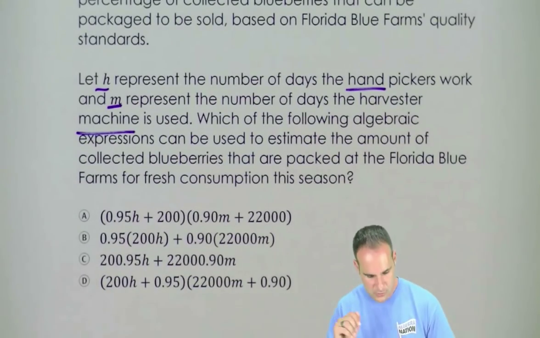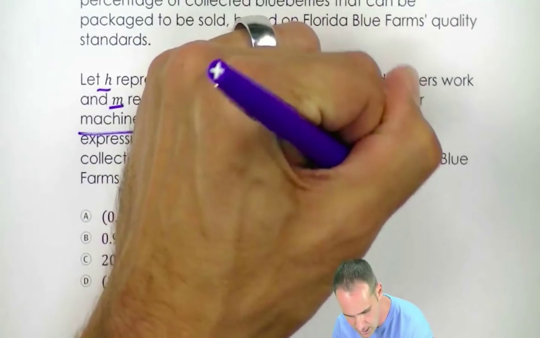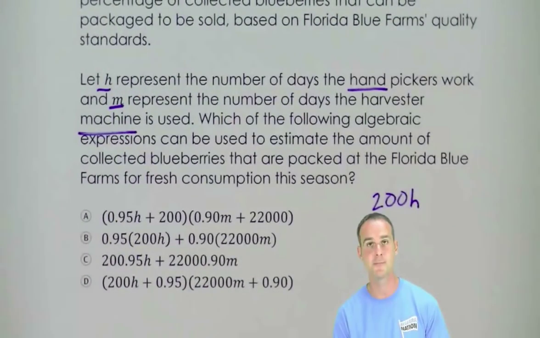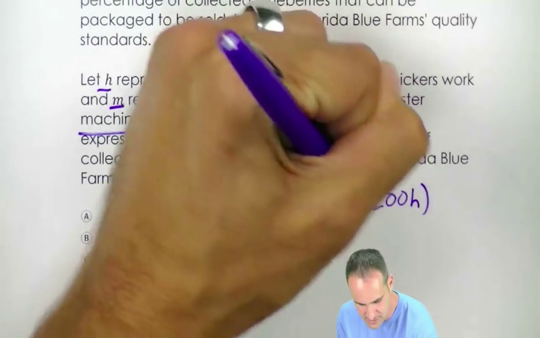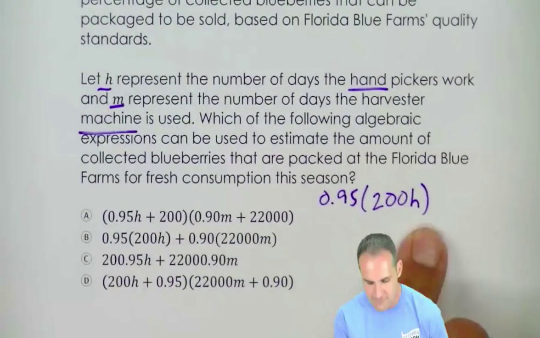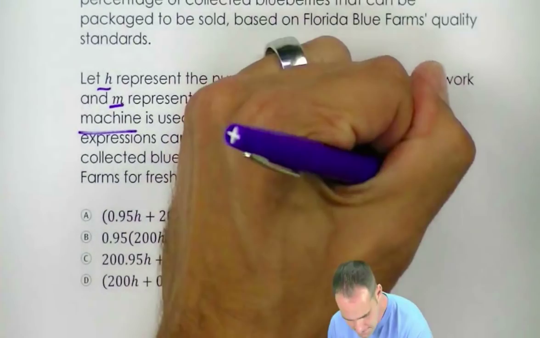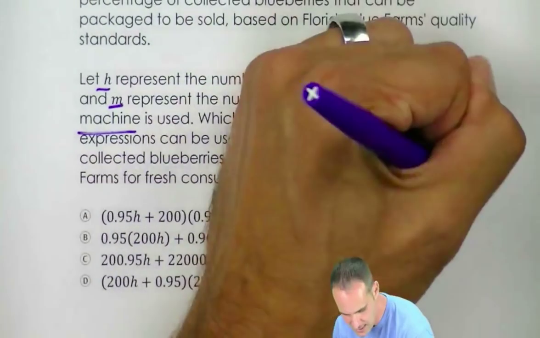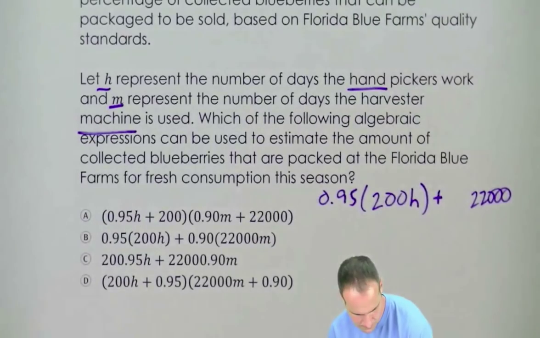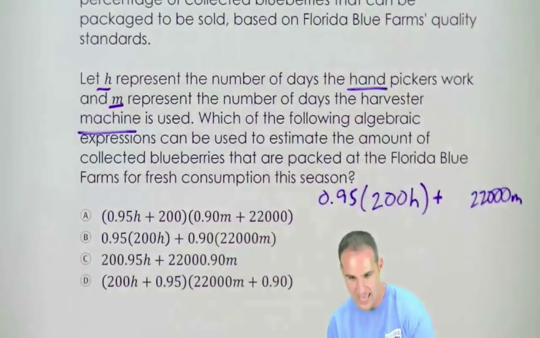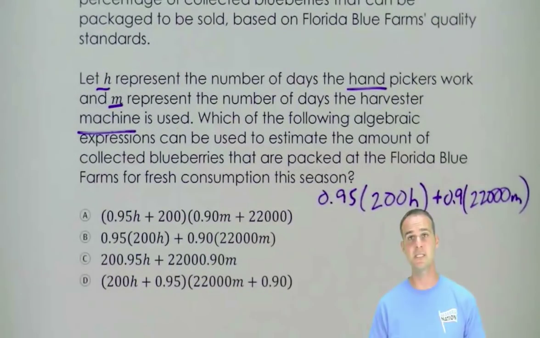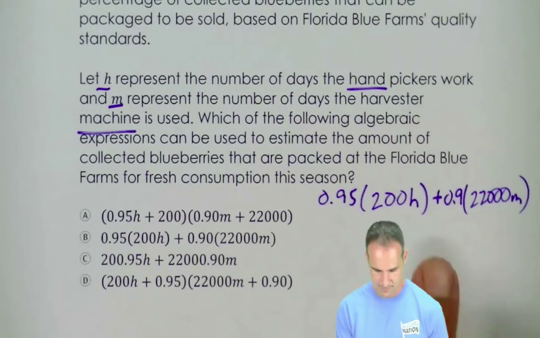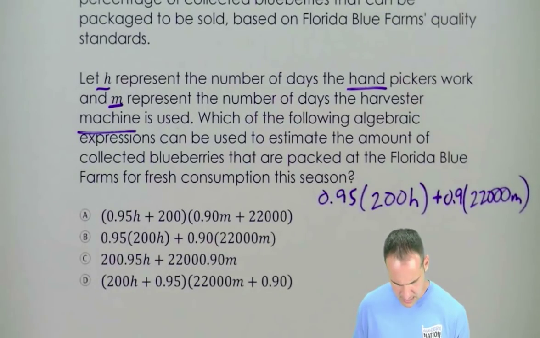Okay, so the hand pickers collect 200 per day, so that'd be 200 times H. But it's got a 95% pack-out rate, so you would take 95% or 0.95 of that total. Plus, the machine collects 22,000 for each day, but their pack-out rate is 90%, so that's 0.9 or 0.90. And setting that all up for the combined total, adding them together, it looks like the answer is B.